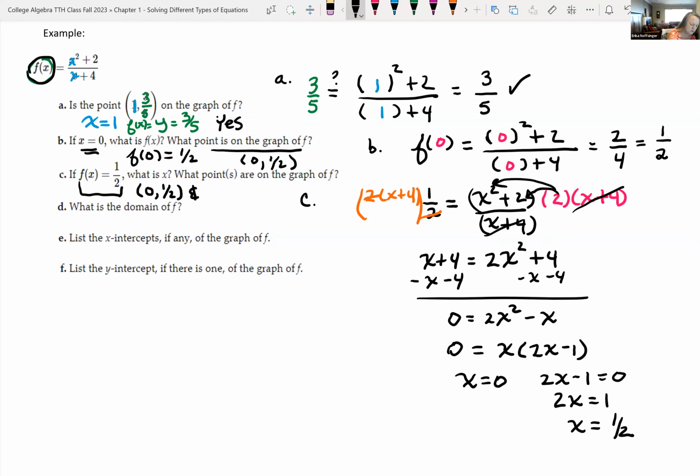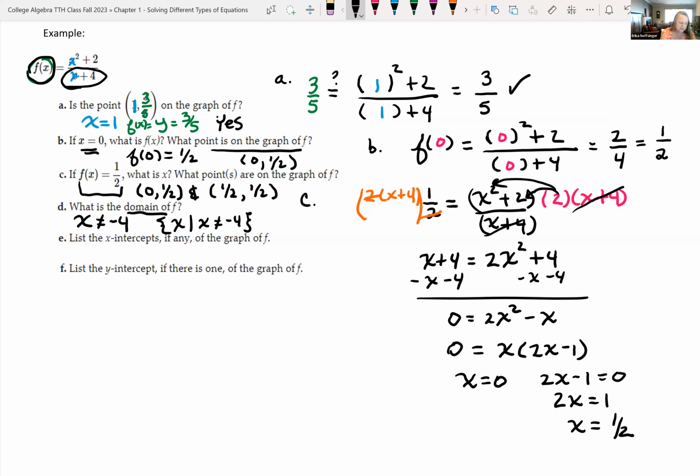And when x is 1/2, we also get y is 1/2. The domain excludes any trouble spots. So we're excluding when our denominator is 0. So x cannot be -4. So it's all numbers except for -4.